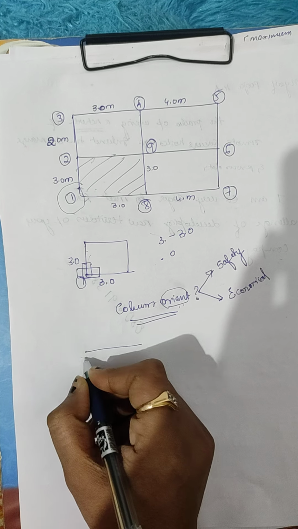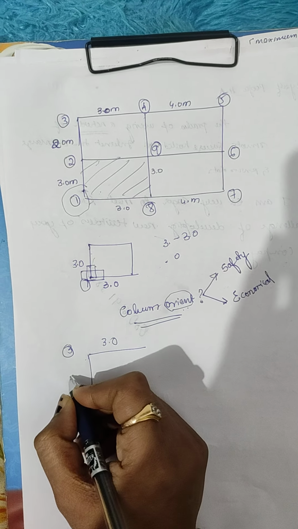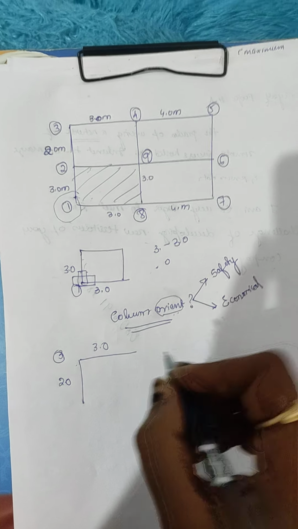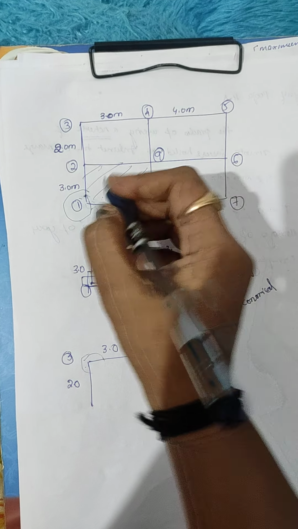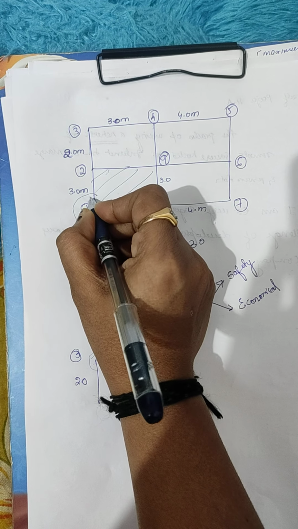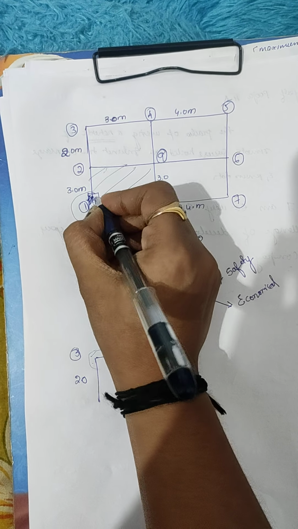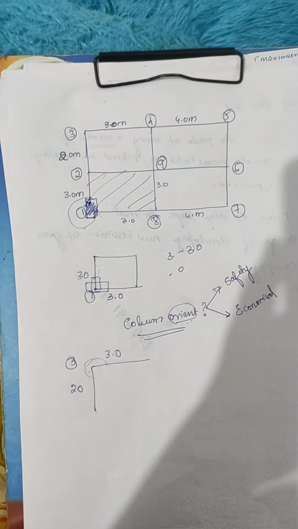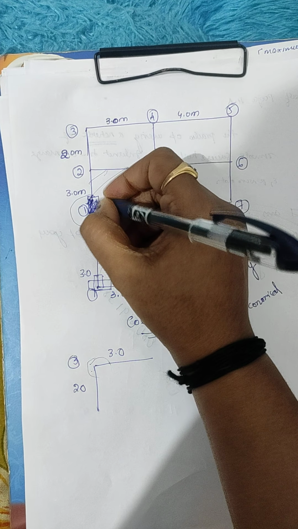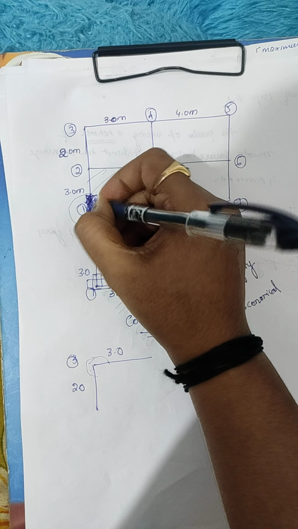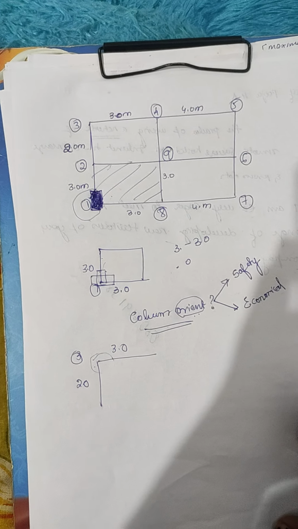Now we'll come to the third section. Here it is 3 meter, and here it is 2 meter. How will we orient the column in this portion? I am orienting the column like this, because at any side you can orient your column. This is how I am going to orient my first column. This is how I have oriented it now.